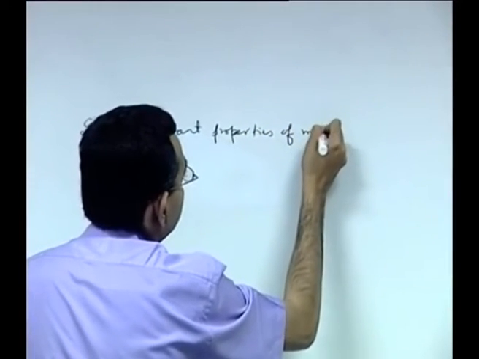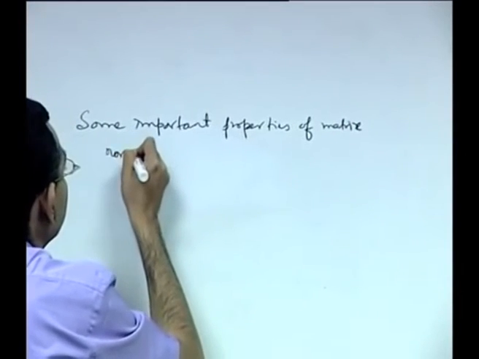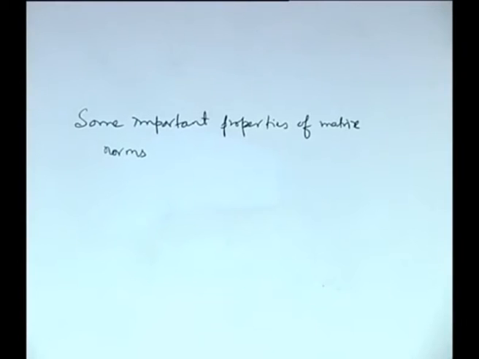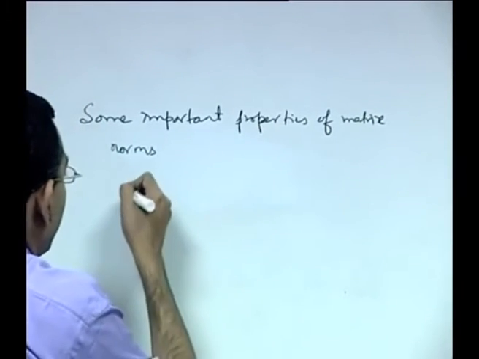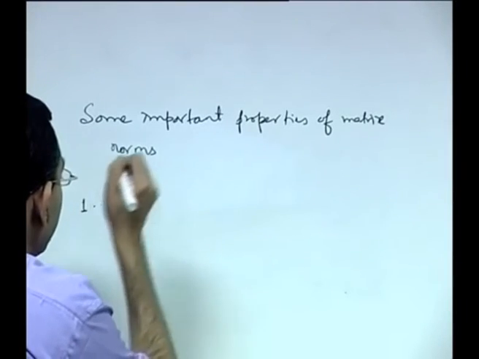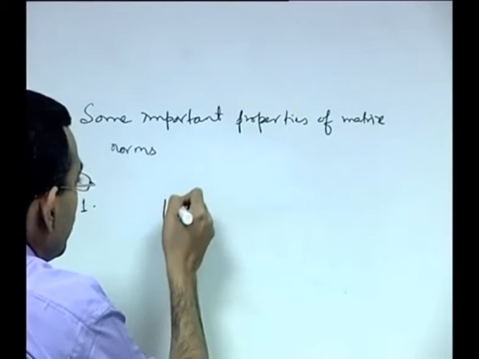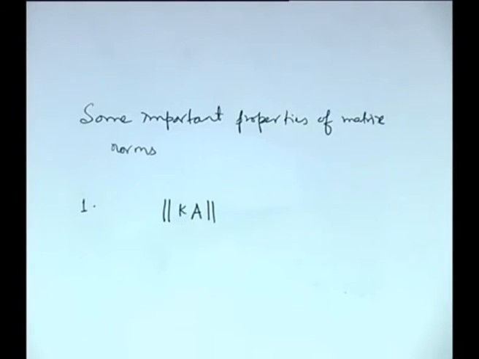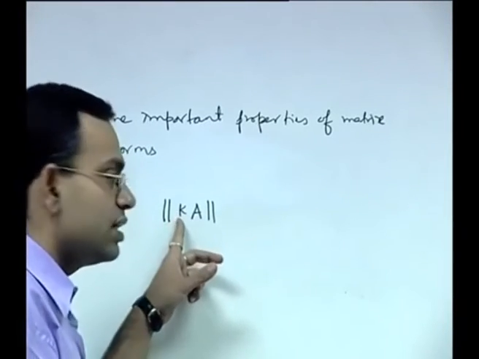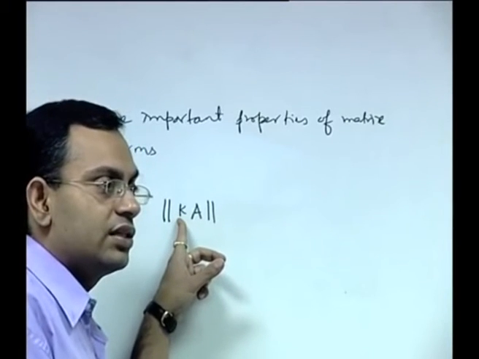Of matrix norms. One of the very interesting properties is that norm of KA, where K is a scalar, how it is related to norm of A?